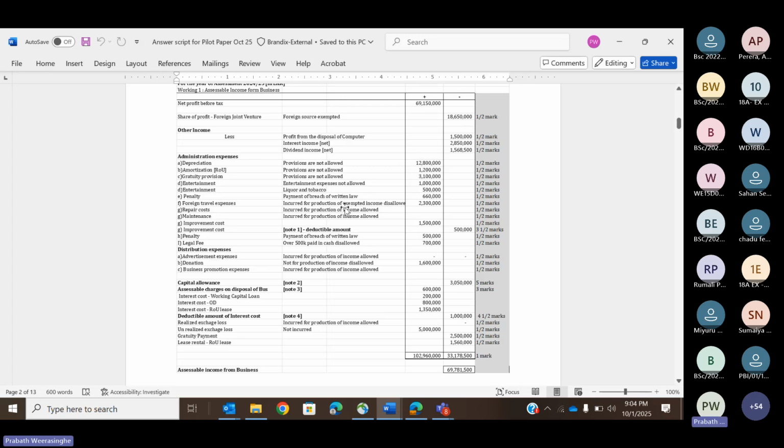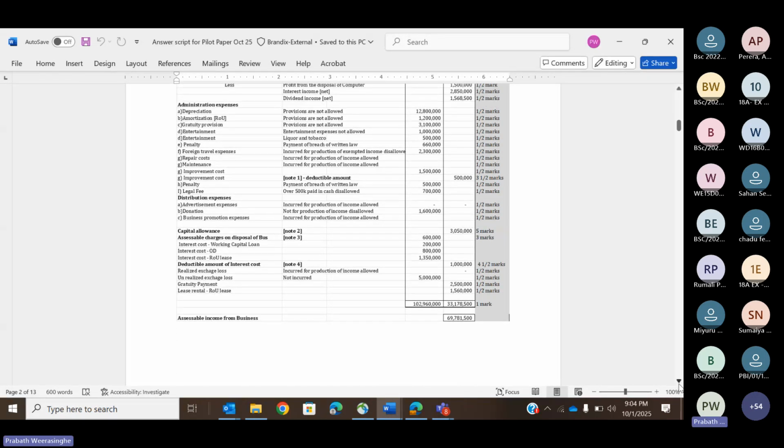You can see here, foreign travel. I have mentioned it was incurred for the production of exempt income, so therefore it is disallowed. And repair cost, maintenance, improvement cost, we need to work out what the deductible amount is separately. Penalties, legal fee that is over 500,000 paid in cash, therefore disallowed. Advertisement and that type of thing. If there are any additional workings, just like improvement cost, we have to go with another working, so that the answer will be very clear.